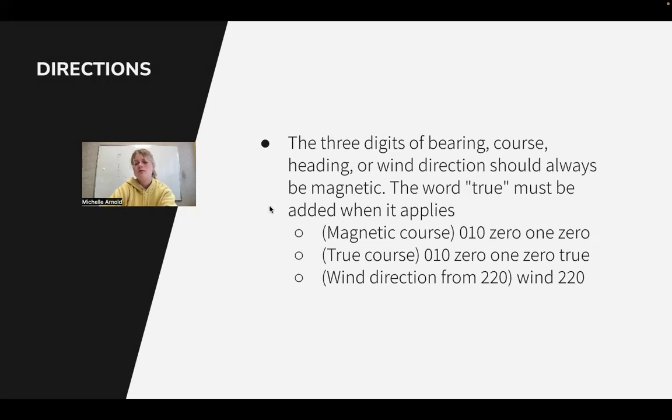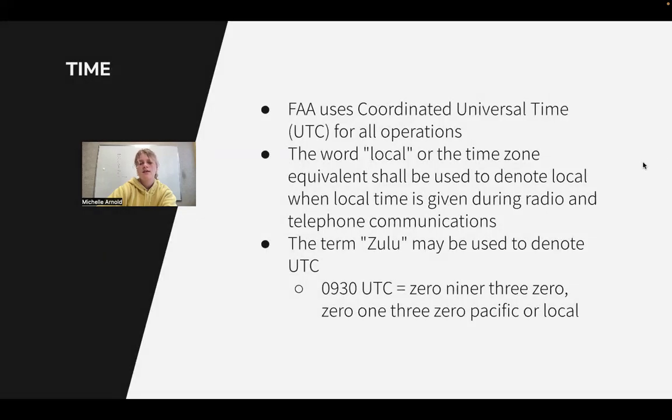All right, and directions are always going to be given in magnetic course. So if it is given in true course, they would say true after the direction. And then as far as time goes, they're always going to give times in UTC, or they'll usually say Zulu afterwards, but if they don't say Zulu, just assume that it's going to be universal time. If they are going to give you Eastern time or Central time, wherever you are, they'll say local after giving you the time.